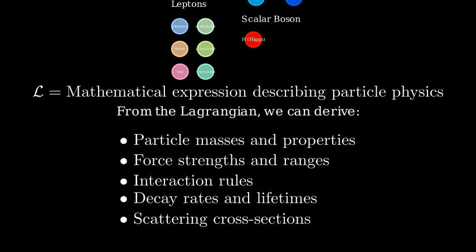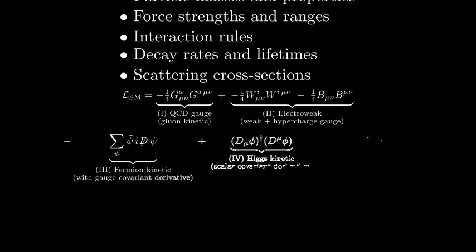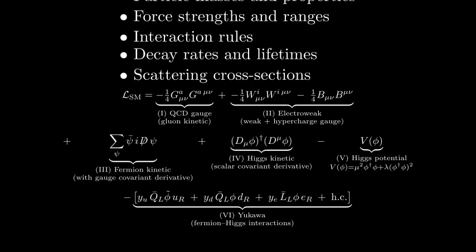Now, let's look at the full Standard Model Lagrangian. It appears complex, but we'll break it down step by step. This is the complete Lagrangian of the Standard Model, written in a schematic form. It consists of 6 main parts that we'll explore one by one. Let's start with the first term.